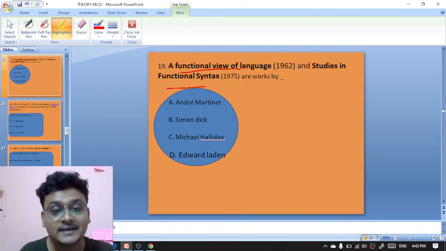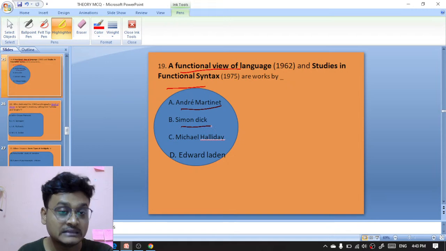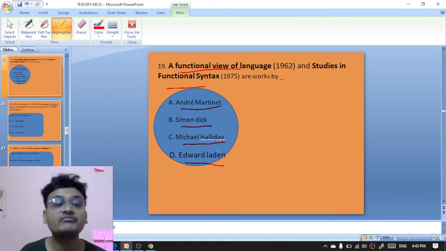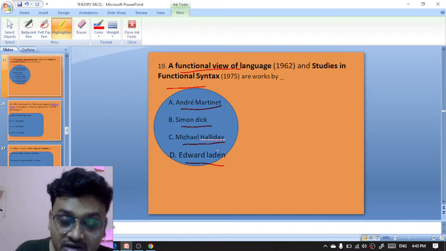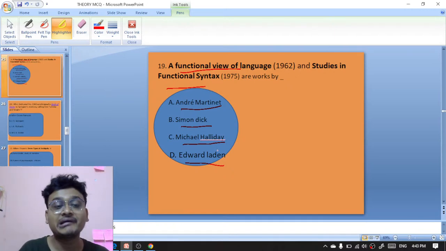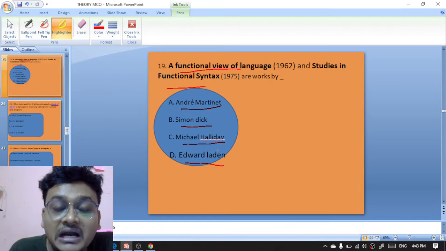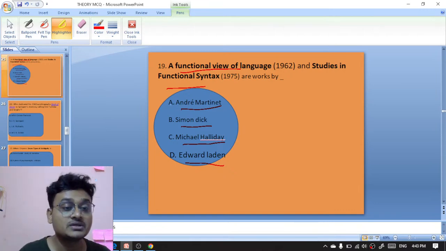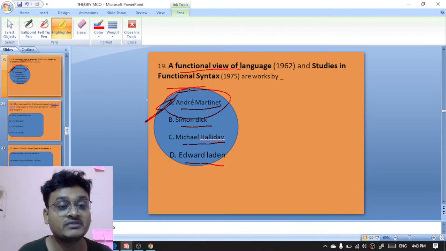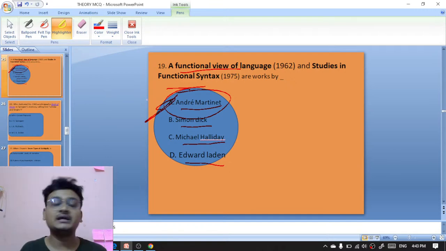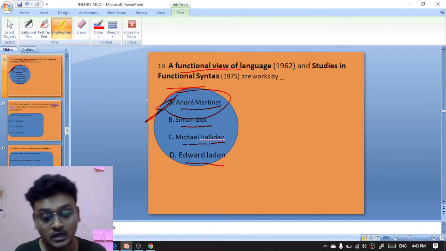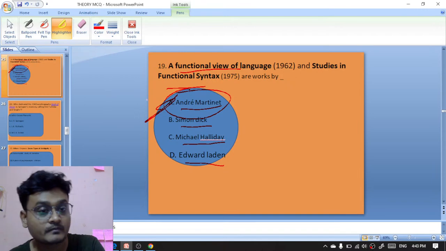A Functional View of Language and Studies in Functional Syntax. These two works are by whom? Andre Martinet, Simon Dik, Michael Halliday, Edward Laden. So these two works were written by Andre Martinet. Then A is the right option. Moving on to the next question.